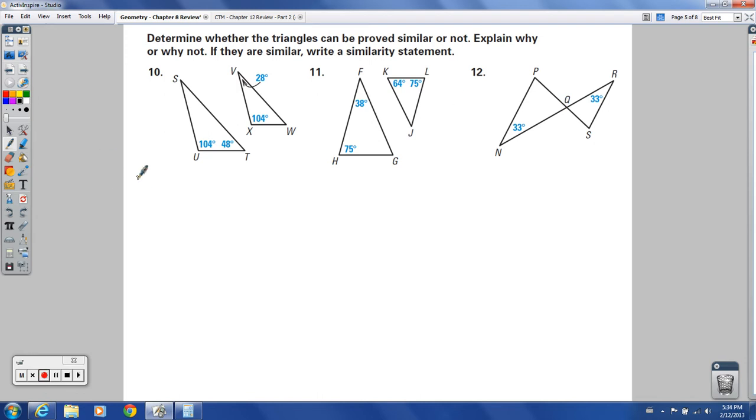So let's see, number 10. What's missing right here? This would be 180 minus those two added together, minus 104 plus 48. That's 152, which would make that 28. So this is 28 degrees, and so is this. That's 28, that's 28. You could also figure this one out. This would be 48. So you can say yes by angle-angle.